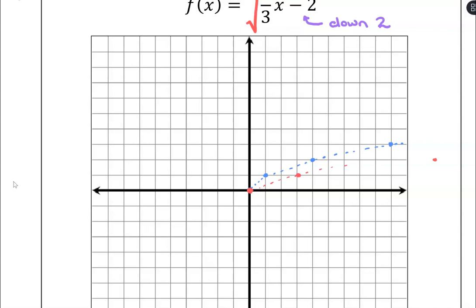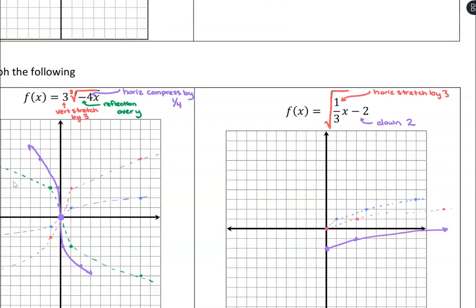So we'll have our function do that. And then we're going to go down 2 units, down 2 units, roughly down 2 units. And let's do that for our function with a clear starting point right there. Okay, so that's our square root and cube root functions and their transformations.